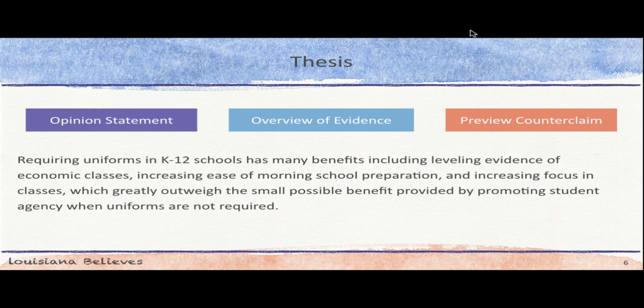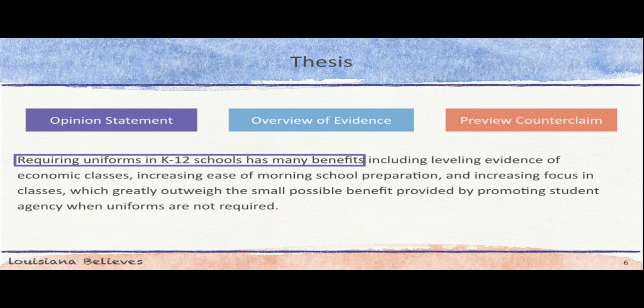Take a look at this thesis. One argument discussed frequently is if uniforms in schools are helpful or harmful for students in grades K through 12. This claim states, requiring uniforms in K through 12 schools has many benefits, including leveling evidence of economic classes, increasing ease of morning school preparation, and increasing focus in classes, which greatly outweigh the small possible benefit provided by promoting student agency when uniforms are not required.